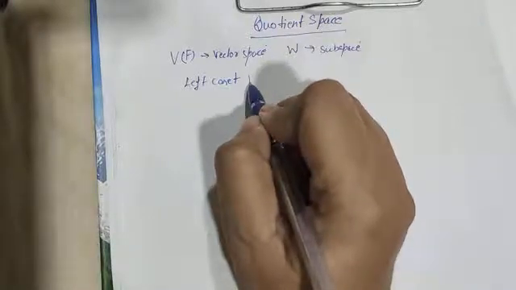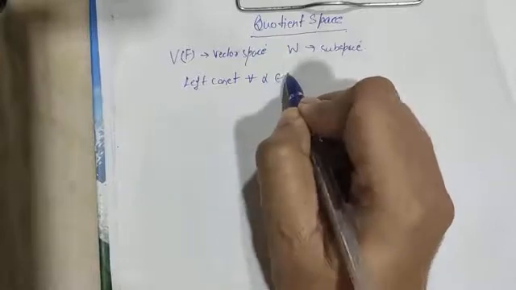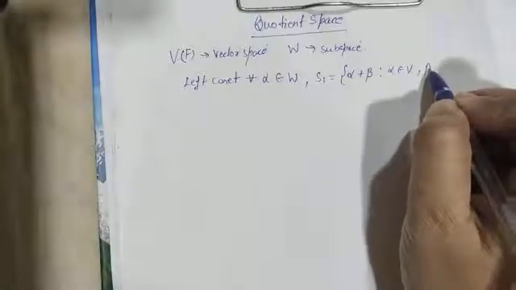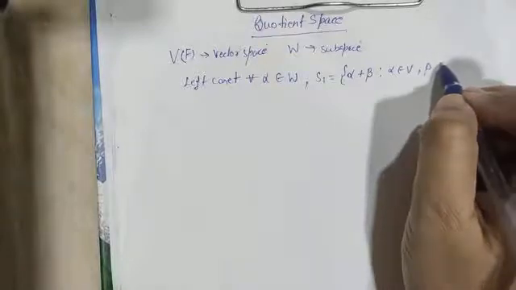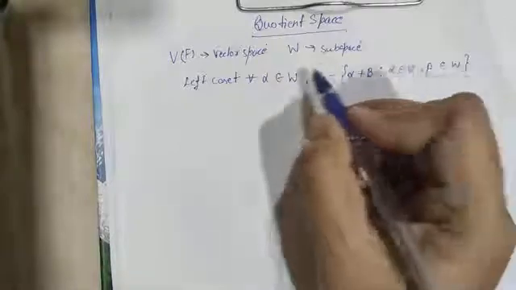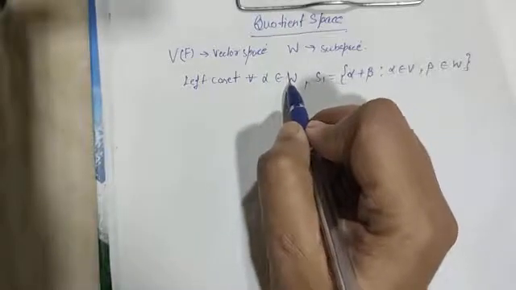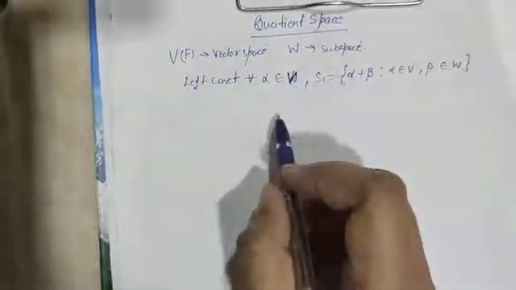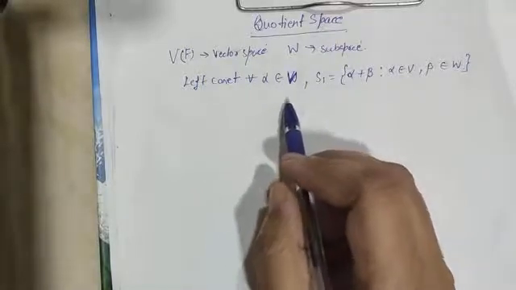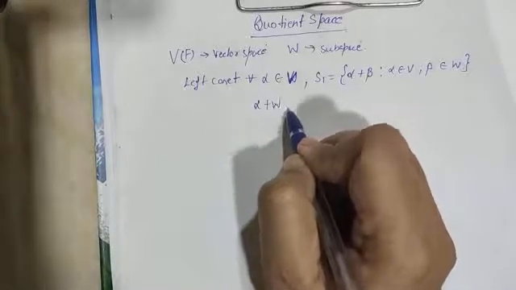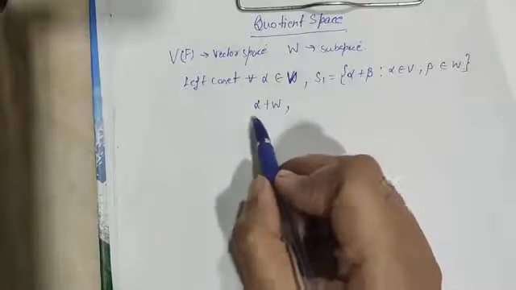for alpha belongs to W. This is defined as S1 equal to alpha plus beta such that alpha belongs to V and beta belongs to W. Sorry, this should be alpha belongs to V. So this is called left coset alpha plus W, or this is left coset generated by alpha and W.